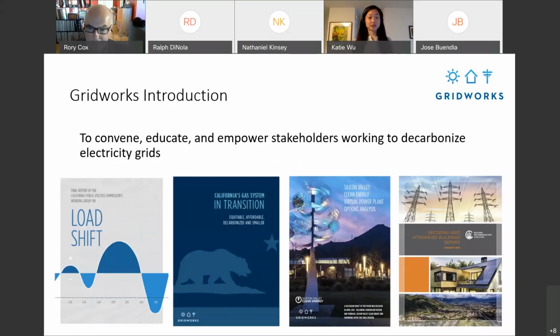A quick introduction for GridWorks for anyone who might not be familiar with us. We are not a party in the proceeding, but our work is in supporting stakeholders and facilitating conversations on challenges to decarbonizing electricity grids, whether that is distribution system planning, interconnection, load management, or considering how to manage legacy infrastructure. California is very near and dear to us, but we're also working in Oregon, Colorado, and Hawaii. Next slide, please.